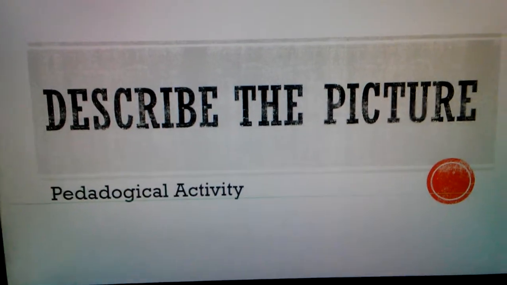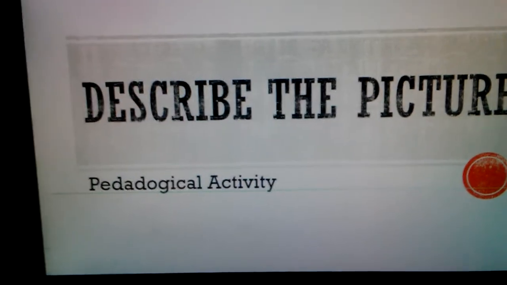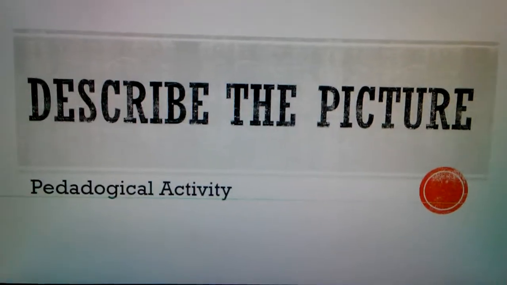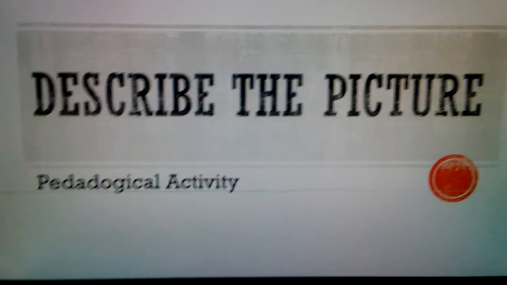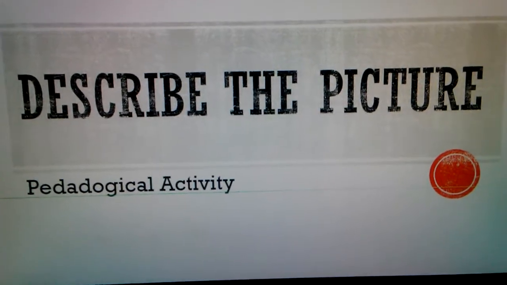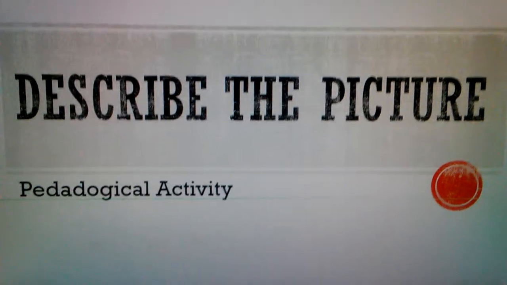Okay, my activity is describe the picture. First, I'm going to explain, and later I'm going to show you the images that I'm supposed to use in this activity.